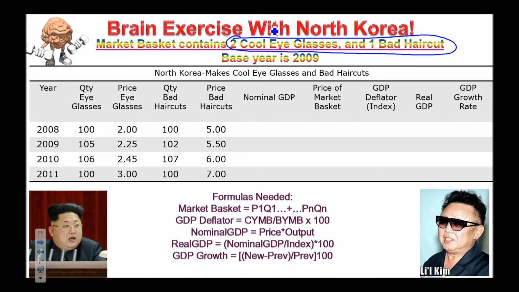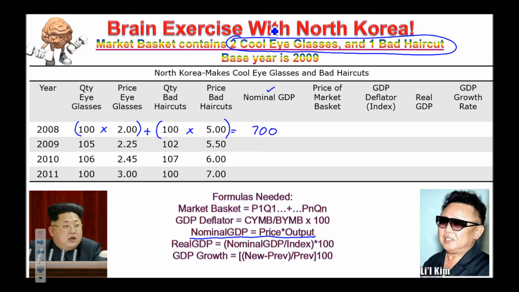All right? So the first thing we do is calculate nominal GDP. What formula do I use? This one right here: nominal GDP equals price times output. For each line, we take the quantity of 100 in 2008 times the price of the eyeglasses, which is $2. Then we add the quantity of bad haircuts times the price of those bad haircuts. So it would be 200 plus 500. Nominal GDP in 2008 is 700.